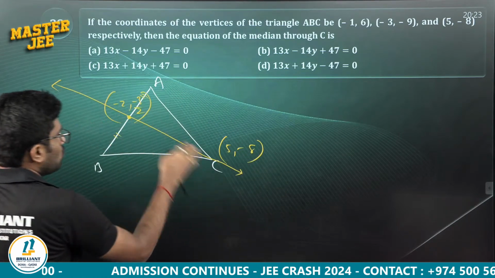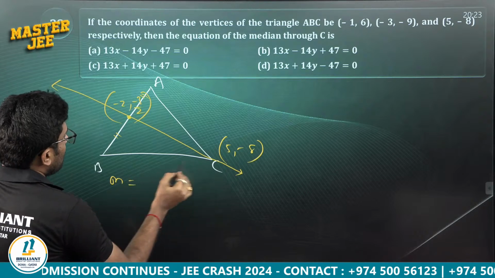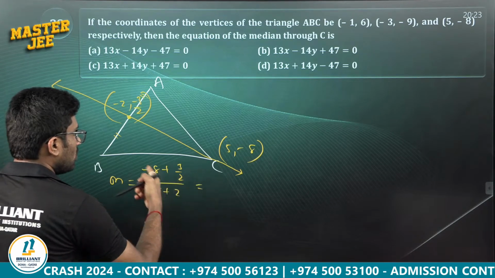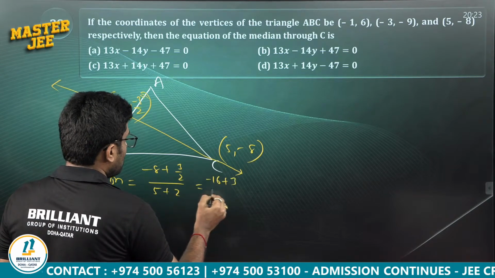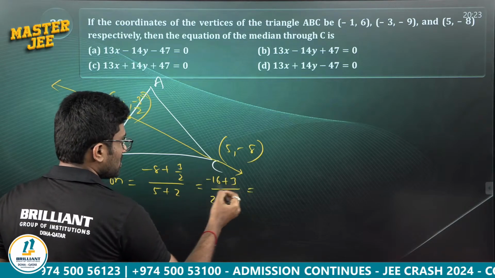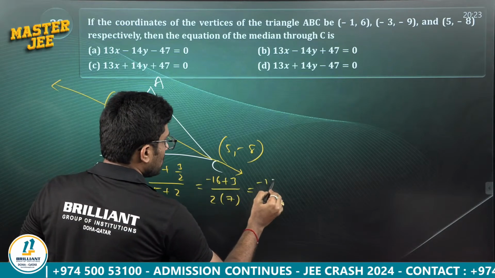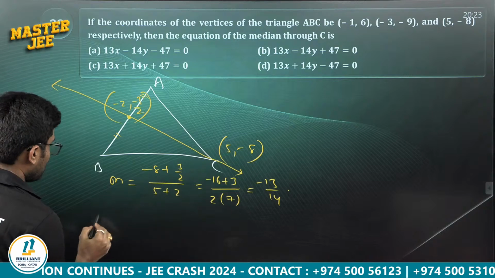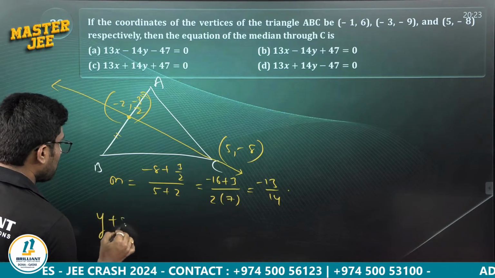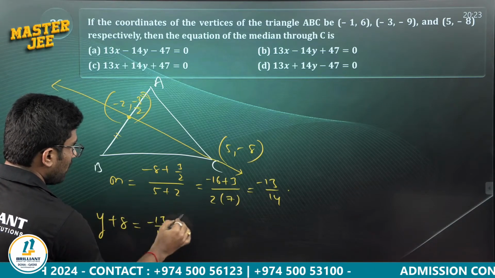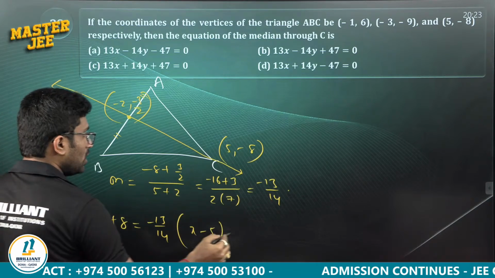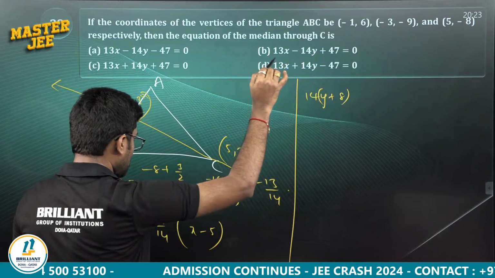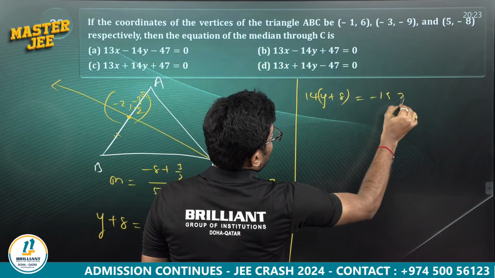That's it. When you have 2 points, first find the slope. What is the slope? Minus 8 plus 3 by 2, divided by 5 plus 2, which is equal to minus 16 plus 3 divided by 2 of 7. Minus 16 plus 3 is minus 13, divided by 14. Okay. Next, take the point as 5 comma minus 8. So y minus y1, y plus 8 is equal to minus 13 by 14 times x minus 5. 14 into y plus 8 is equal to minus 13 times x minus 5.